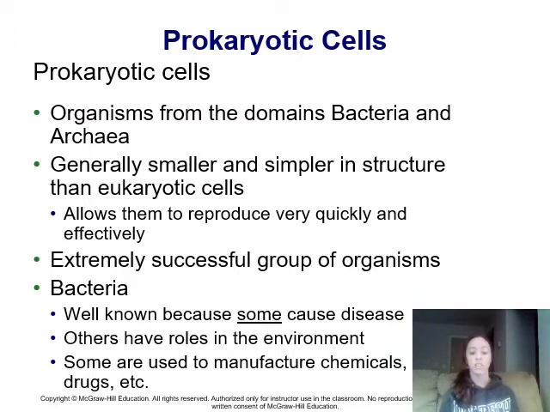They are generally smaller and simpler in structure than eukaryotic cells, which is pretty good for them. It allows them to reproduce very quickly and effectively. And because of them being able to reproduce so quickly, they are going to be a successful group of organisms. Another reason, prokaryotes can be found in air, water, dirt, or in and on organisms. And bacteria is very important in decomposing dead organisms and returning those nutrients to the ground.